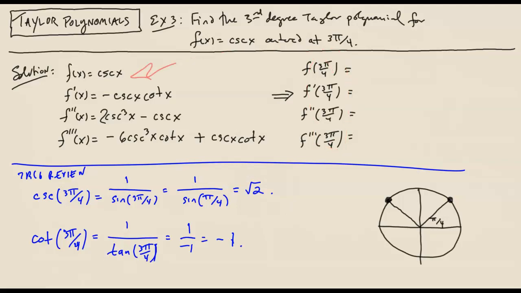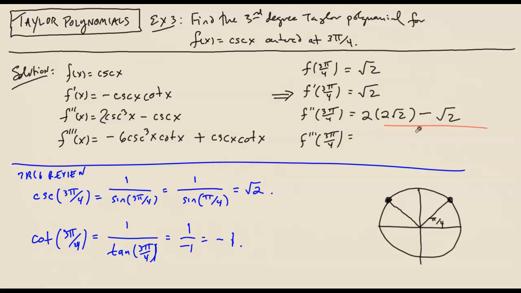When we stick 3 pi over 4 into the original function, we get cosecant of that, which we have said is going to be root 2. When we stick it into the derivative, we get negative this times this. Well, their product is minus root 2, so the negative of that is plus root 2, yet again. Second derivative, we stick that in. This one's going to take a little more care. We're going to get 2 times the cube of the cosecant. That's the cube of square root of 2, which is 2 root 2, minus the cosecant, which is another root 2.